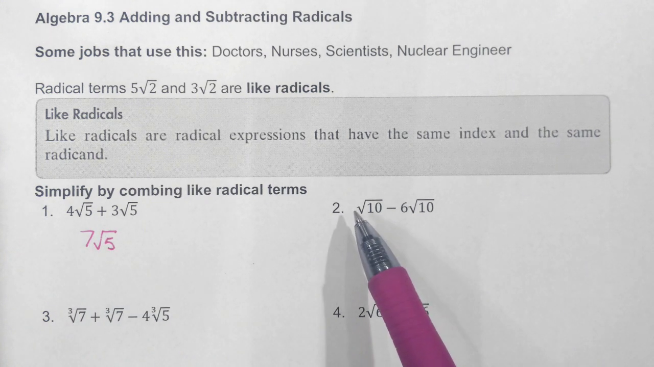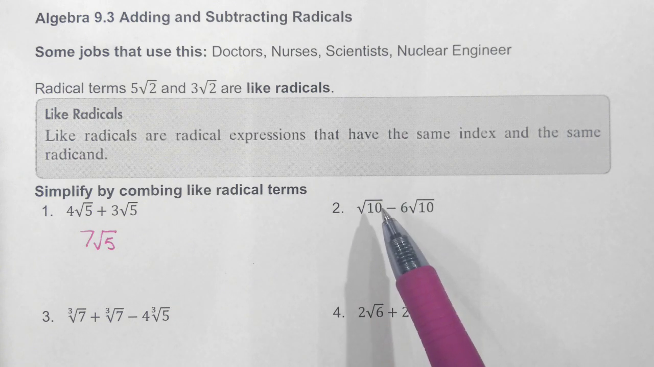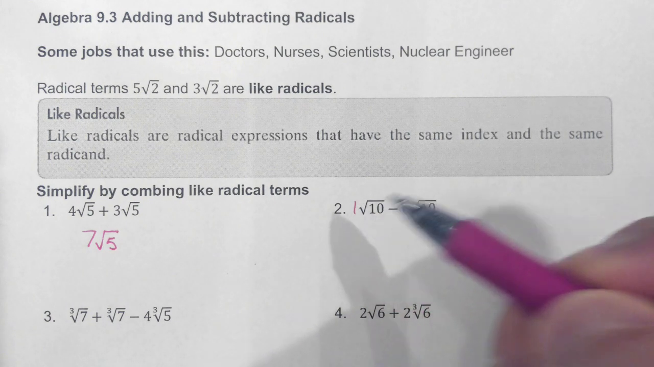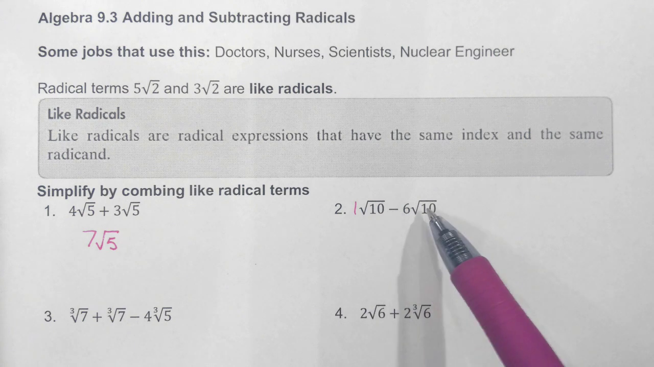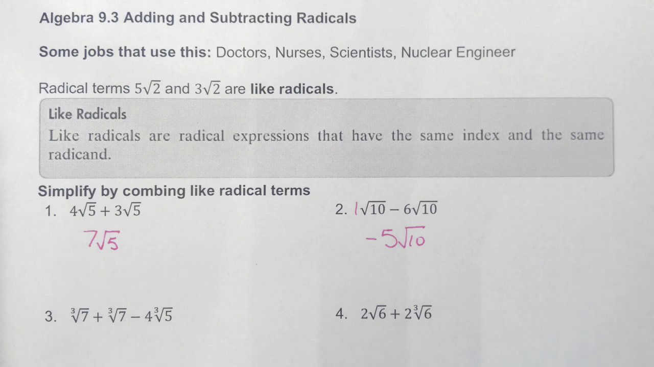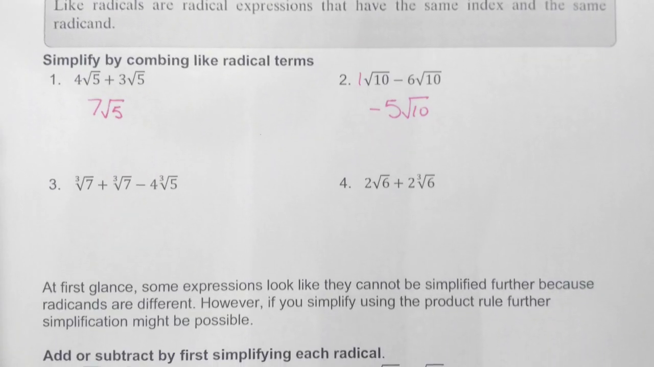On number 2 here, we have the square root of 10 minus 6 square roots of 10. So much like x's, if this was x minus 6x, you might think of this as the understood 1 in front. So 1 square root of 10 minus 6 square roots of 10 is negative 5 square roots of 10. And again, that's not going to simplify any further, and the radical stays the same.